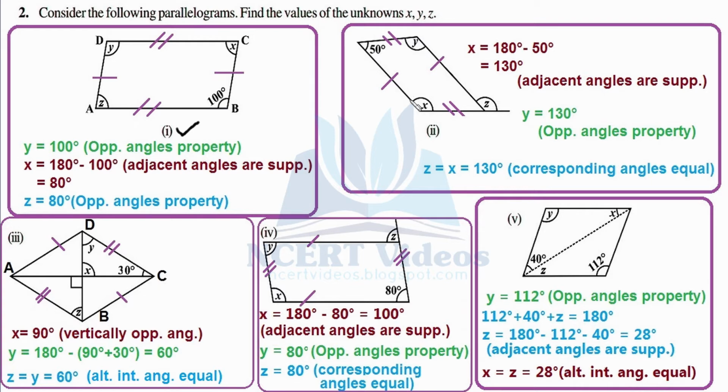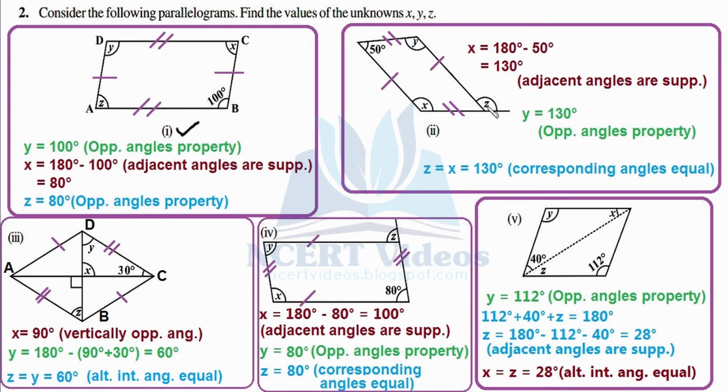With this, we can easily find y because they are equal, since opposite angles. So we straight away wrote y equals 130 degrees because it would be equal to the measure of angle x, and the reason being the opposite angles property. Now here is a new thing. Angle z is outside this parallelogram. So how could we find it?